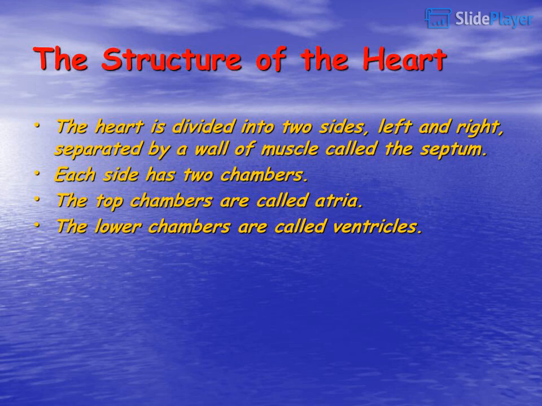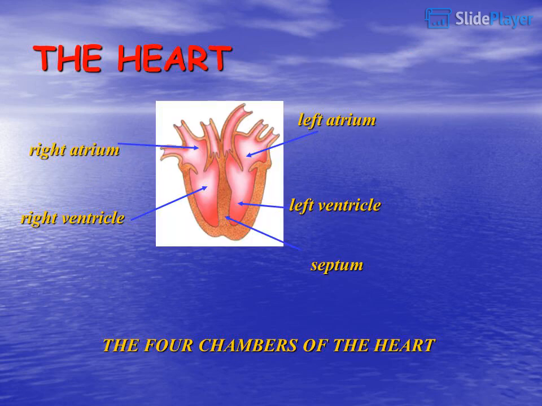The structure of the heart. The heart is divided into 2 sides, left and right, separated by a wall of muscle called the septum. Each side has 2 chambers. The top chambers are called atria. The lower chambers are called ventricles. The 4 chambers of the heart: left atrium, right atrium, left ventricle, right ventricle, and the septum.